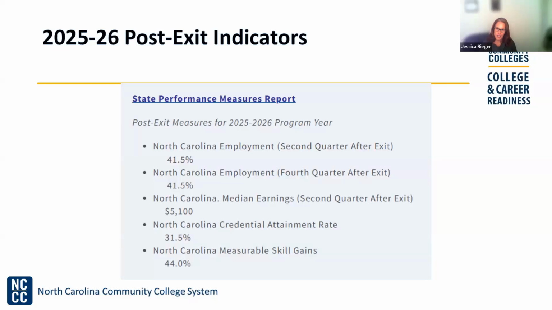Employment second quarter after exit is the one that has us a little nervous because North Carolina is what they call a data match state. And so we take the social security numbers of our participants and we send it to the North Carolina Department of Commerce. And they match it against the state's wage earning files. So they then send back to us, of all these SSNs that you sent, this many were employed second quarter, this many were employed fourth quarter, and this is what the median earning was for those students that you sent to us.